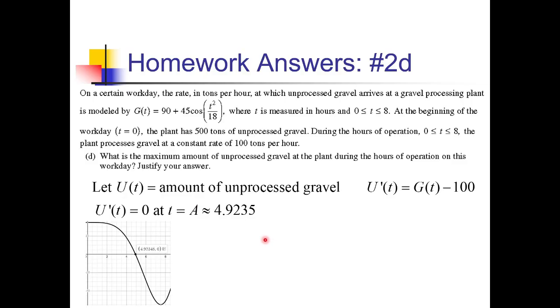So let's do u of 0 first. That's the amount at time 0. We don't need to do anything fancy for that because they told us we started with 500 tons of unprocessed gravel. So u of 0 is just 500. Now to get u of these other values, I'm going to need to do 500 plus the integral of this u prime here from 0 to whatever time I'm talking about. So if I want to do u of this a value, that's going to be 500 plus the integral from 0 to a of u prime of t dt.